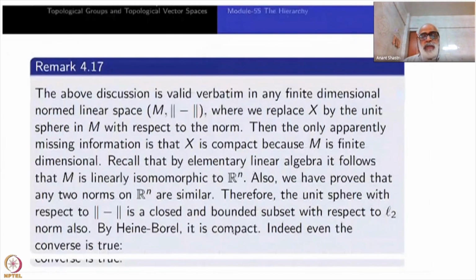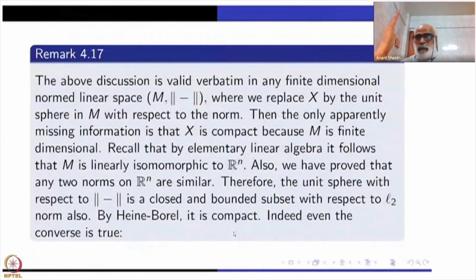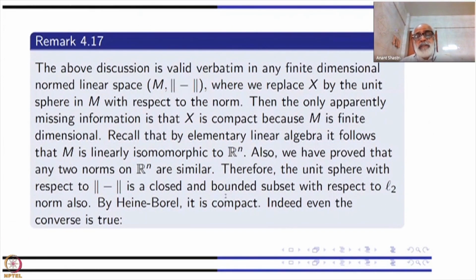Therefore, whatever analysis we did, namely that the sphere is homeomorphic to the whole of Rn, is valid inside any finite dimensional normed linear space. Now we come to the converse of this one, namely, if the sphere is compact in a normed linear space, then what? Then M itself is finite dimensional. So that is the next theorem that we are going to prove.